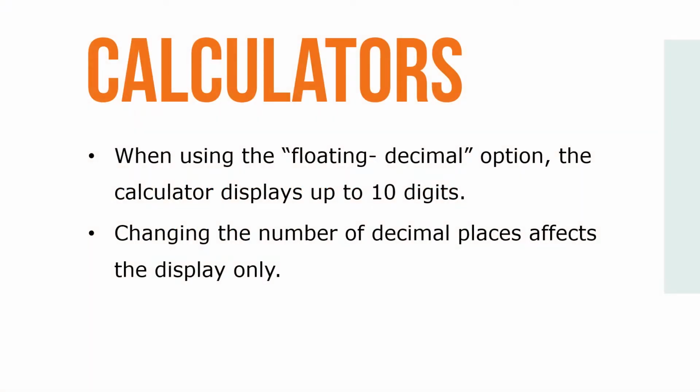Most business calculators, such as the Texas Instruments BA II Plus, store numeric values internally to an accuracy of 13 digits, but you can specify the number of decimal places you want to display. When using the floating decimal option, the calculator displays up to 10 digits. Changing the number of decimal places affects the display only. Except for certain business applications, such as amortization and depreciation results, the calculator does not round internal values. To round internal values, you must first use the round function.